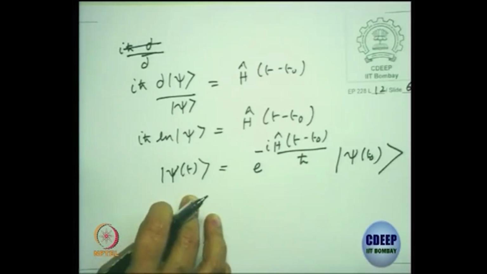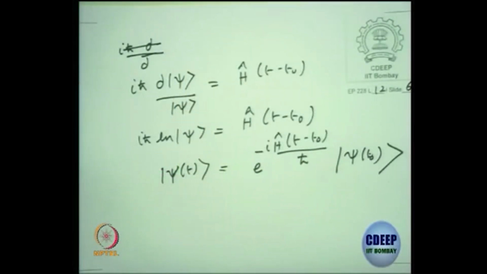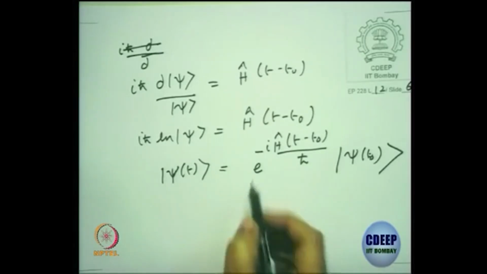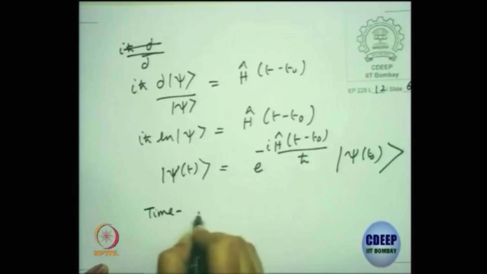What was Hamilton's equations doing? Hamilton's equation was only looking at the evolution equations in the phase space. But here in quantum mechanics, we say that the information about the system is contained in the ket vector psi, and we are interested in the time evolution of that ket vector psi, and the time evolution is given by this operator, and this operator is known as the time evolution operator. So, let us call that the time evolution operator.